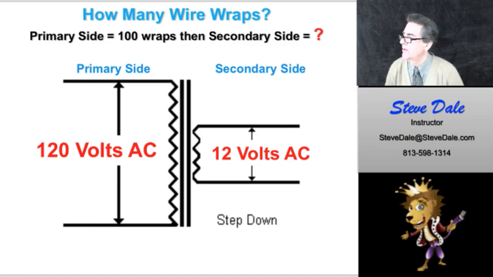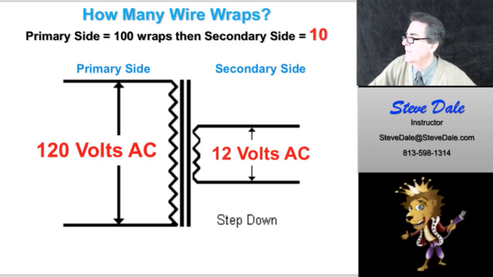So remember this if you can. Primary side 120 volts, you've got 100 wraps, and it's reduced to 12 volts on the secondary side, step down, and you would have how many wraps on the secondary side? You would have 10. Okay.